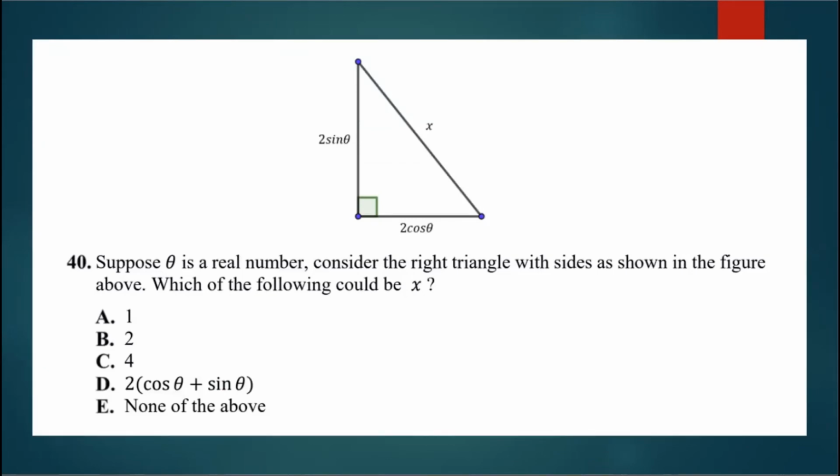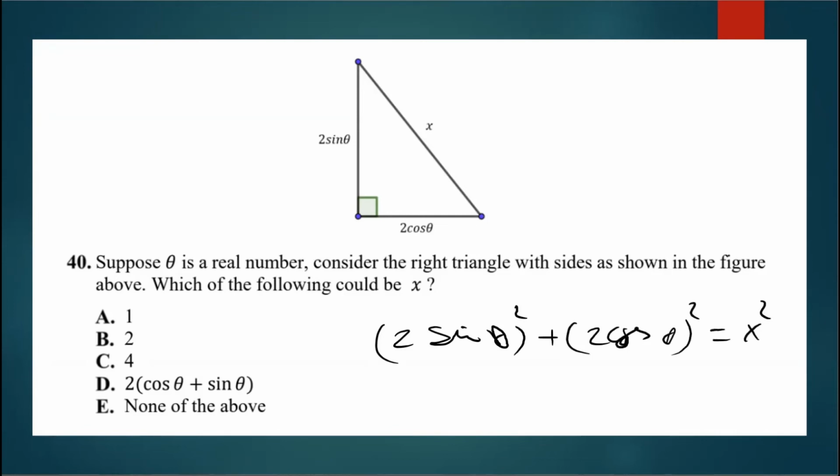I need the value of x. I can use Pythagoras easily. 2 sine theta all squared, that's the 4 by the way, plus 2 cosine theta all squared. That should give you x squared. Obviously, that is 4 sine squared theta plus 4 cosine squared theta.